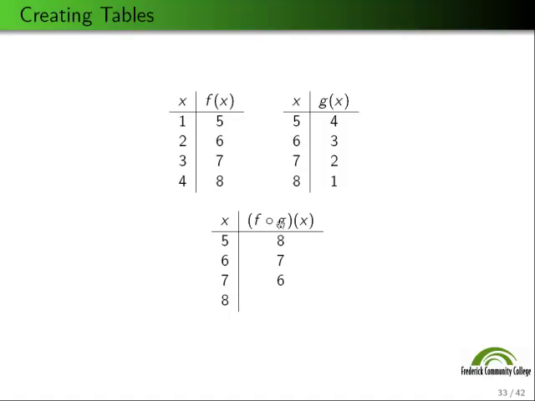And similarly here, g sends 7 to 2. And f sends 2 to 6. So f composed with g of 7 is 6. Let's look at 8. So when we plug 8 into f composed with g, it goes into g first, so g sends 8 to 1. So then we're looking at f of 1. So f sends 1 to 5. And there's our table for the composition of f and g.